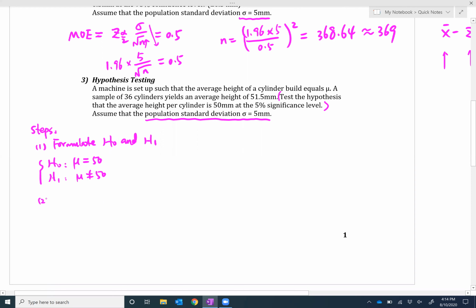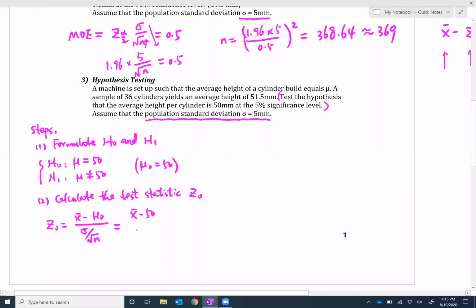And then we're going to calculate the test statistic Z0. So Z0 equals X bar minus mu zero divided by sigma over square root n. So this is our mu zero, because mu zero is the hypothesis you want to test. You want to test whether your population mean equals mu zero or not. So X bar minus 50 divided by 5 over square root of 36. So this equals 1.8.